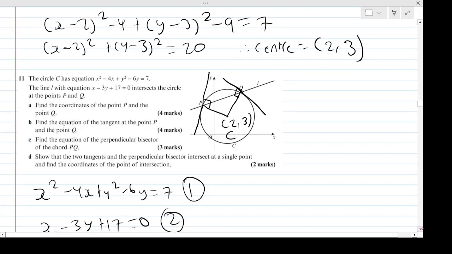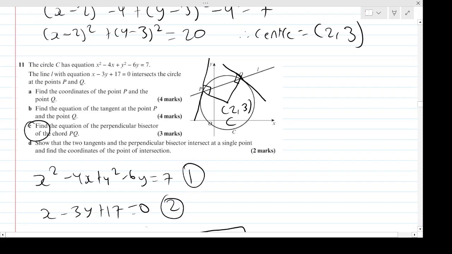So then part C here. Find the equation of the perpendicular bisector of the chord PQ. So again, if I get rid of these radii I've drawn in, the bisector is going to pass through the middle M, and it's going to go through the centre, right? Remember, that's a fact we discussed earlier.